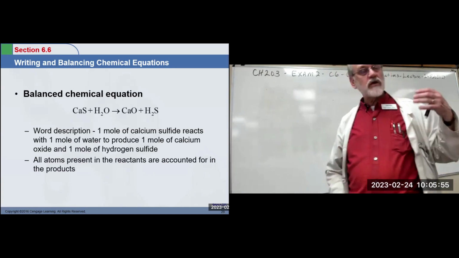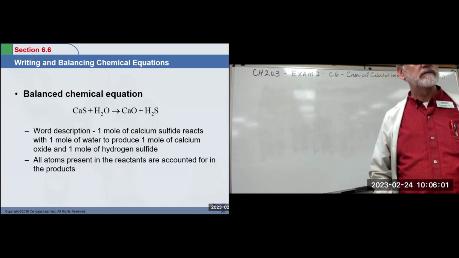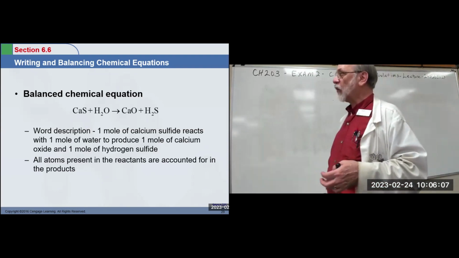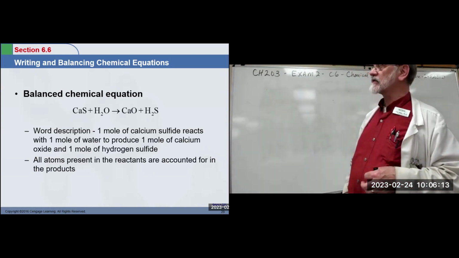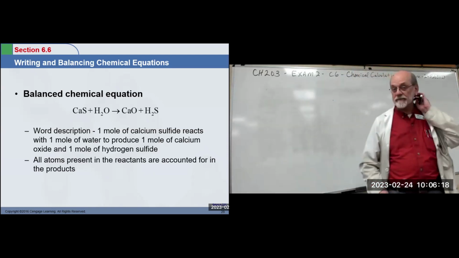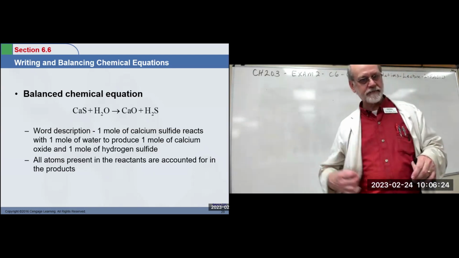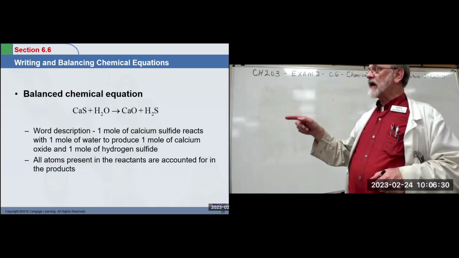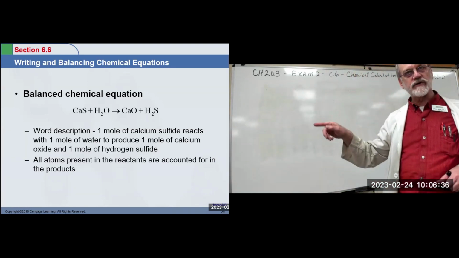Now that can be, you can look at that as either 1 calcium atom or 1 mole of calciums. It doesn't matter. For balancing purposes, either one works. You've got 1 sulfur on the left and 1 sulfur on the right. You've got 2 hydrogens on the left and 2 hydrogens on the right, and 1 oxygen on the left and 1 oxygen on the right. So this equation is balanced the way it's written. We didn't have to do anything special. What that says is 1 mole of calcium sulfide plus 1 mole of water yields 1 mole of calcium oxide plus 1 mole of hydrogen sulfide.